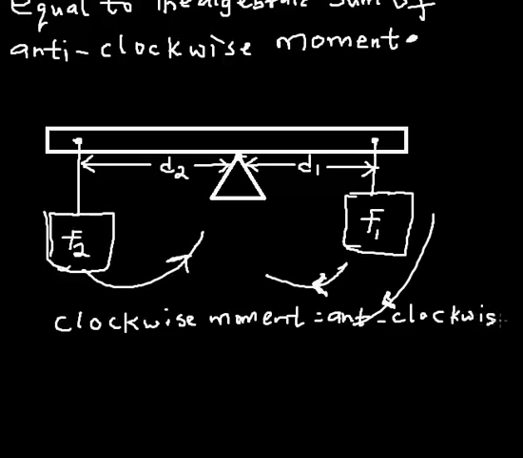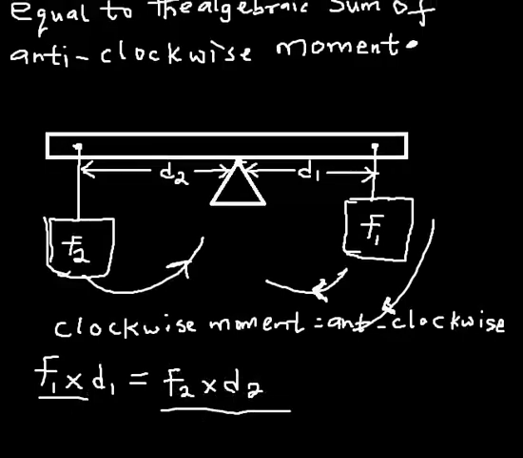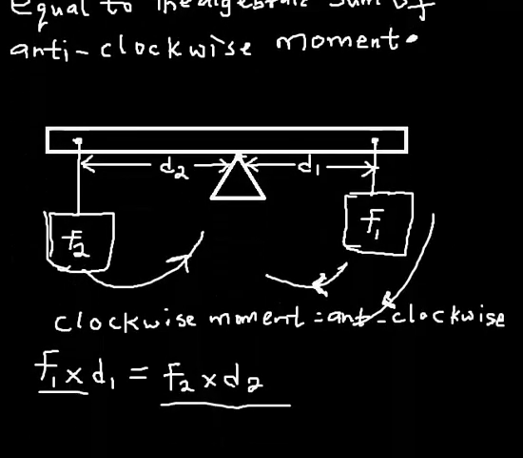Okay, so what's my clockwise moment? My clockwise moment is F1 multiplied by D1, equal to my anti-clockwise moment. What is my anti-clockwise moment? My anti-clockwise moment is F2 multiplied by D2. So clockwise moment is equal to anti-clockwise moment. Okay, let's look at a very typical example.